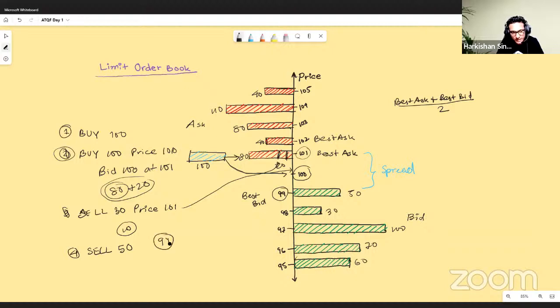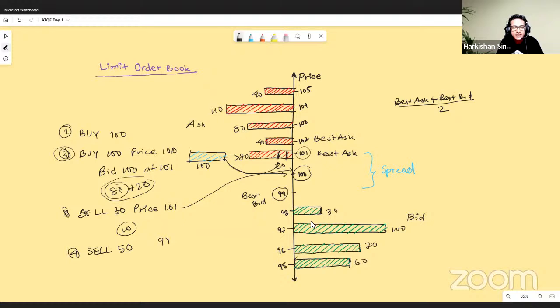First of all, the exchange will allocate him the 99, the best ask. Whatever is available will be given to him. Since 50 is available and he is asking for 50, this will get dried up and vanish from the book. So this whole thing will be vanished from here.